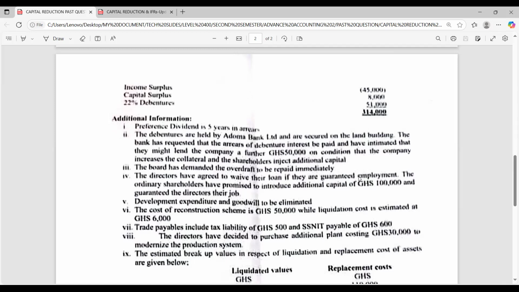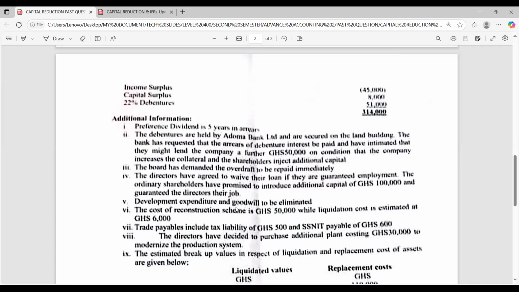When you reconstruct, it means that you are going to be in existence again. But if you are liquidating, I don't need this statement. It doesn't make sense to me. If I am liquidating, I don't need to even look at it because they said guaranteed employment. The ordinary shareholders have promised to introduce additional capital of 100,000 and guaranteed the directors their job. This is also when we decide to reconstruct. Liquidation is that we are stopping business. But this person is saying that if you give me a job, then we would try and introduce new capital. That is for reconstruction.